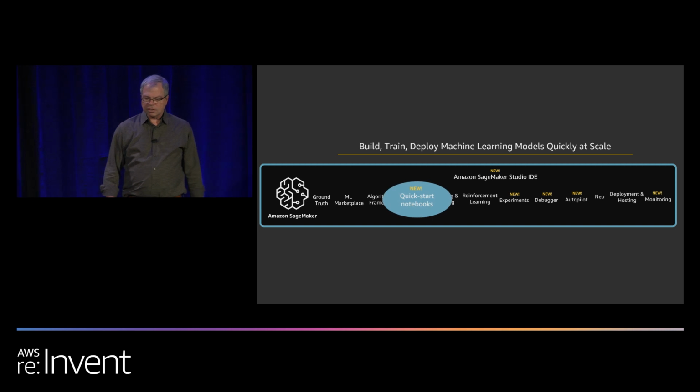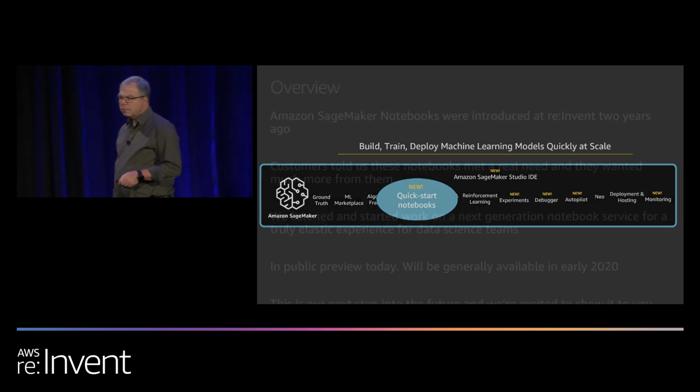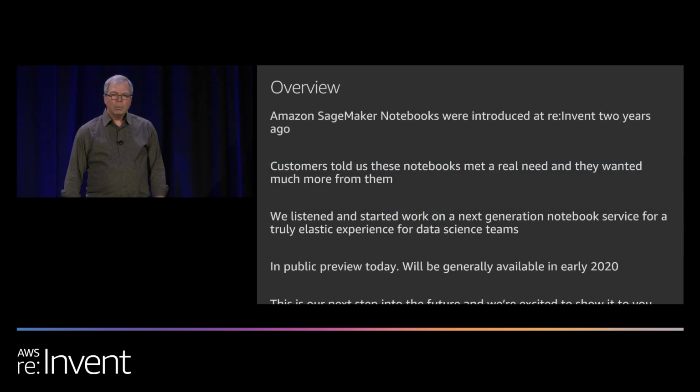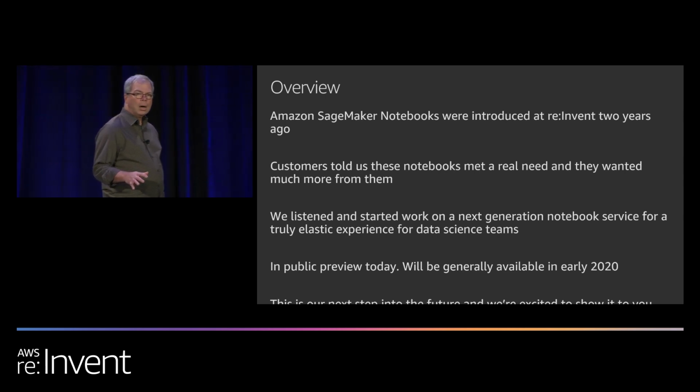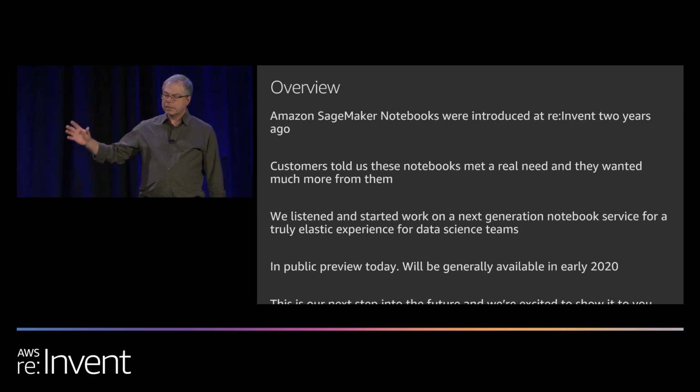But right now we're going to focus in this talk on the new Quick Start notebooks. To give you some context, some of you probably know this already, but for those of you who don't, we launched SageMaker 2 years ago, right here at re:Invent in Las Vegas, surprisingly enough. It was a new idea to launch an AWS service in Las Vegas.